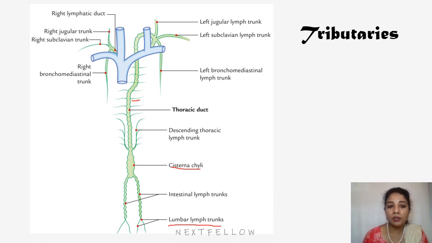Then mediastinal lymph trunks. So mediastinal lymph trunks are present in the posterior mediastinum. We can see here left subclavian trunk, left bronchomediastinal lymph trunk, and the left internal jugular trunk. So these are the important tributaries. What you can remember is the left jugular lymph trunk, left subclavian lymph trunk, left bronchomediastinal lymph trunk. Okay, these are the important ones, and descending thoracic lymph trunks, right and left.